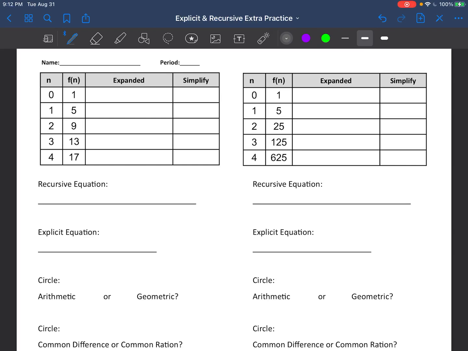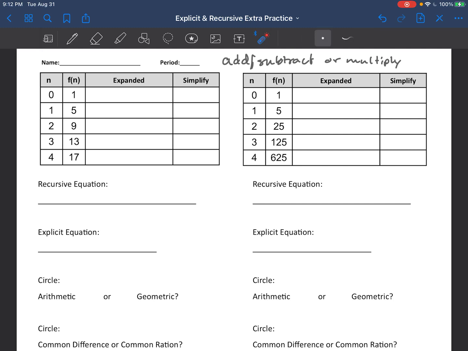Okay, so we're doing some extra practice for recursive and explicit in arithmetic and geometric sequences. When we look down our tables, our only options are to either add or subtract, or multiply. We will not divide. Remember, if we see that we are dividing, we have to change it to multiplication. Instead of saying divided by 2, we say times 1/2. It's our tricky trickster way of dividing, but not really.